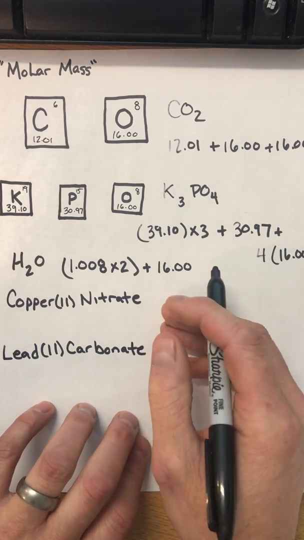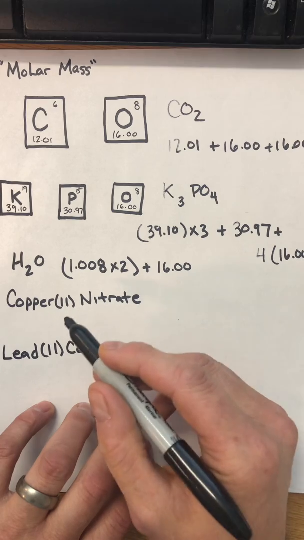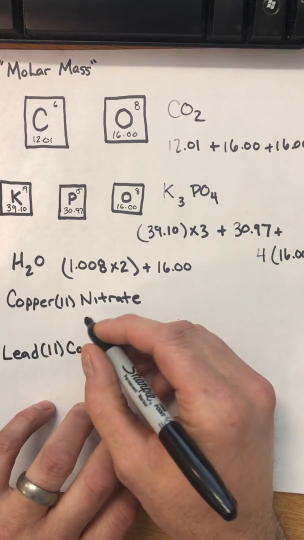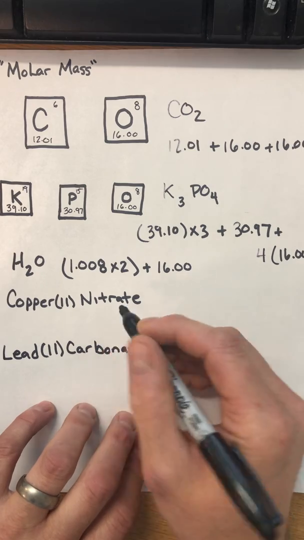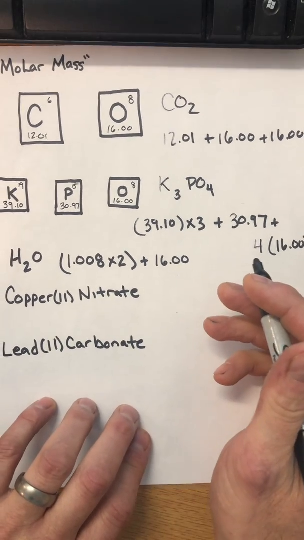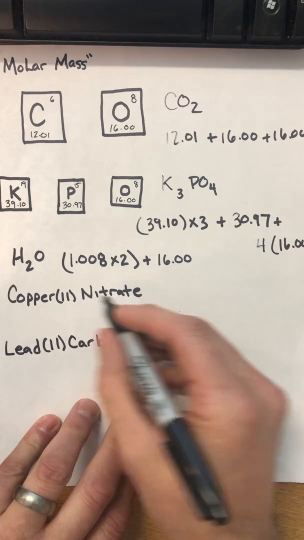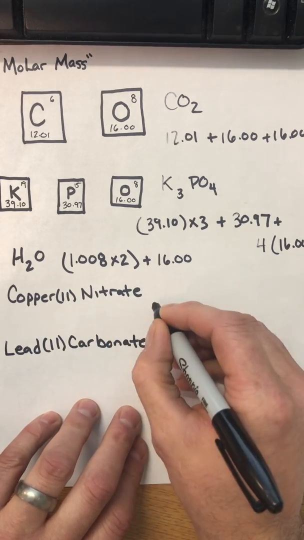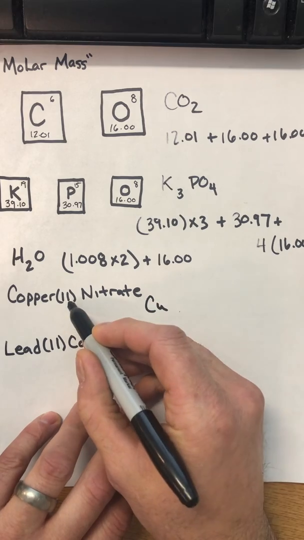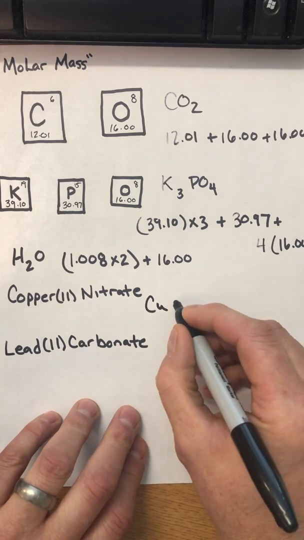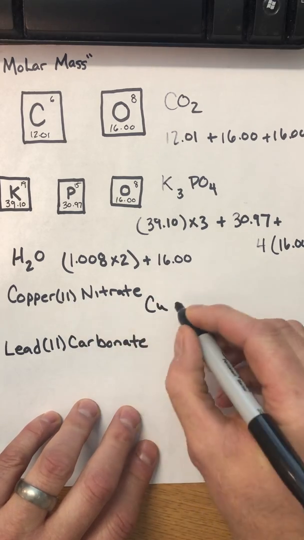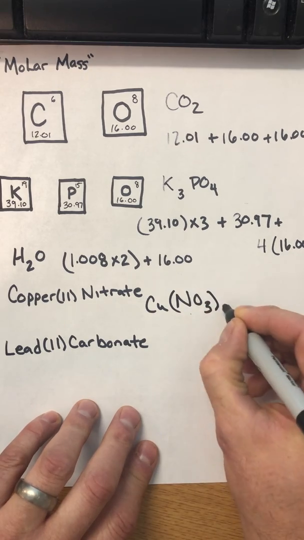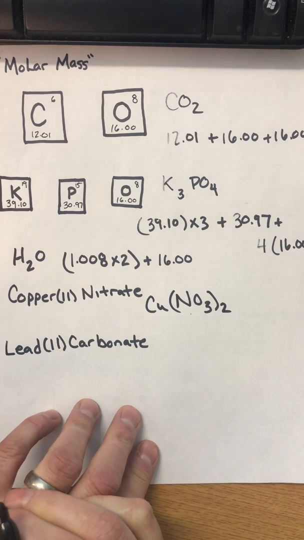But you can see how important it is to get the chemical formula right, because the subscripts, if they're wrong, you're going to have an incorrect molar mass, which can throw all of your calculations off down the road. So we would just turn this into a formula. Here we have Cu with its oxidation state of +2, which is going to end up being the subscript for our nitrate ion, which we'll put in parentheses with a 2.